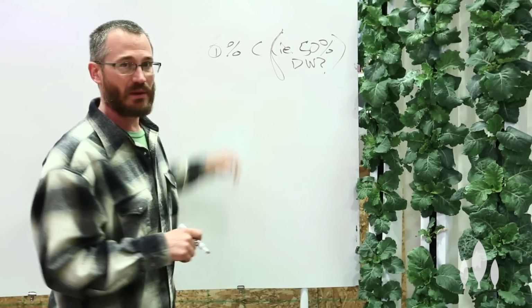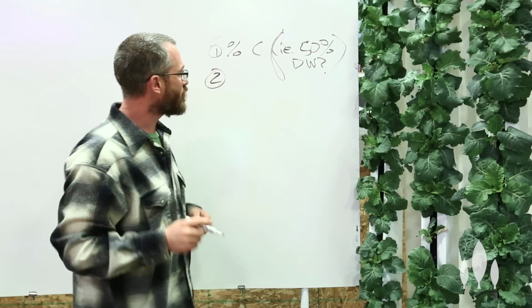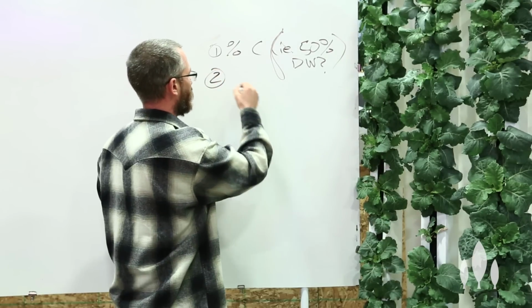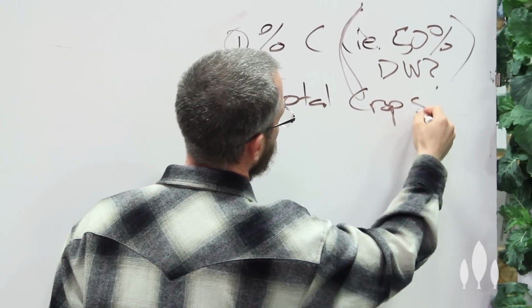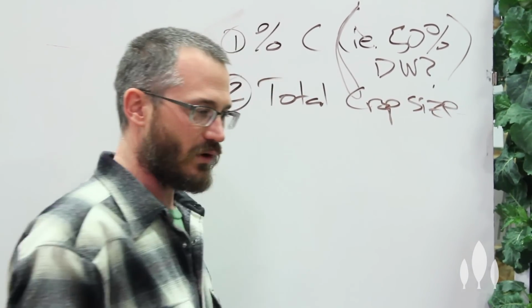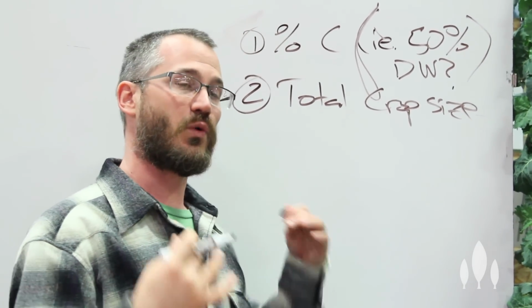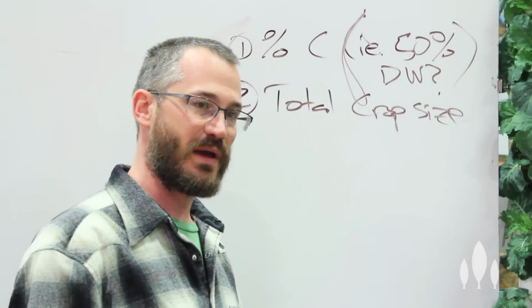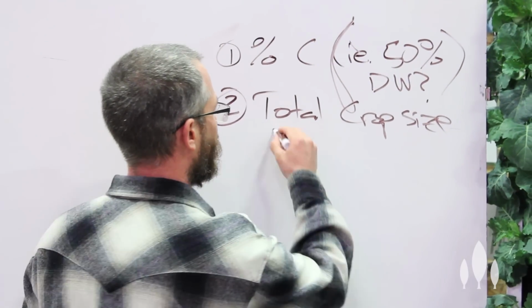Once we know the amount of carbon in the crop, we need to understand how much is removed, or what the total crop size is. So this is basically the amount of crop that is removed on a weekly basis, or a monthly basis, daily basis, it doesn't matter. We just need to know the total crop size. This is volume removed.